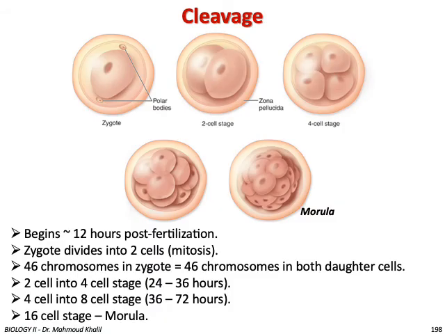In cleavage, you can see that it begins 12 hours post-fertilization. The zygote divides into two cells by mitosis. The 46 chromosomes in the zygote equal 46 chromosomes in both daughter cells because it's a mitotic division. The two cell stage becomes the four cell stage in 36 hours max. The four cell stage becomes 8 cells in 72 hours max. And then the 16 cell stage is called the morula stage.